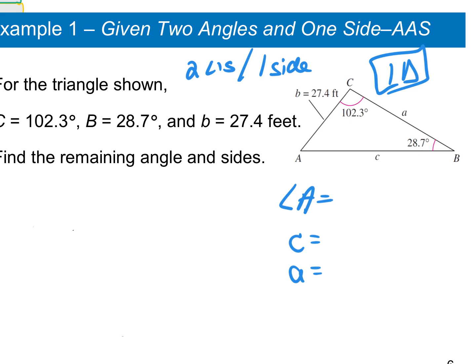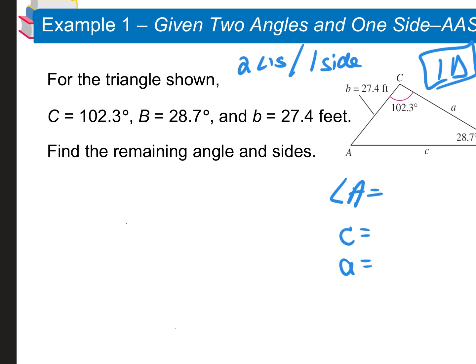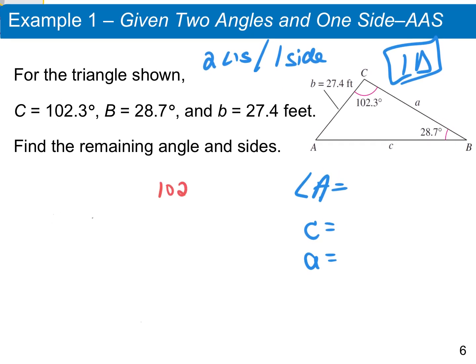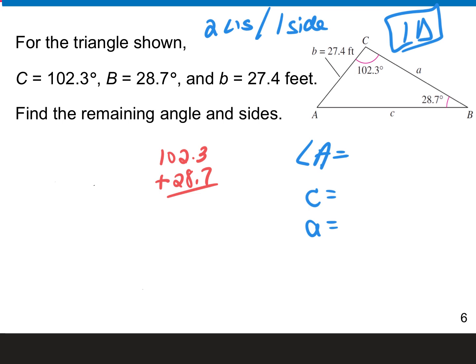When you're given two angles, it's super easy to find the third one. What would I do? I'm going to say 102.3 plus 28.7. What does that give me? 131. Okay, so then how do I figure out what angle A is? If 131 degrees are already taken up, I say 180 minus 131, and I get what? So angle A is 49 degrees. Anybody have any questions about that?